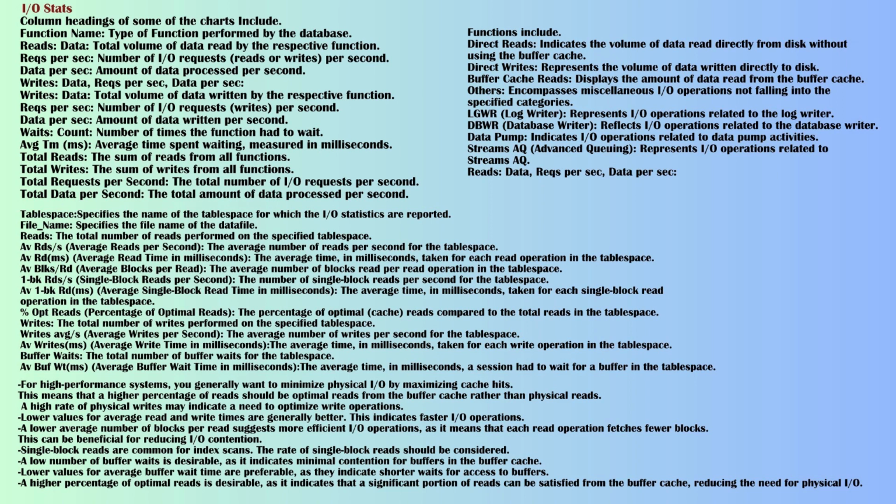AvBlks/Rd, average blocks per read, indicates the average number of blocks read per read operation in the tablespace. 1-Bk Rds/s, single block reads per second, represents the number of single block reads per second for the tablespace. Av 1-Bk Rd(ms), average single block read time in milliseconds, indicates the average time, in milliseconds, taken for each single block read operation in the tablespace.